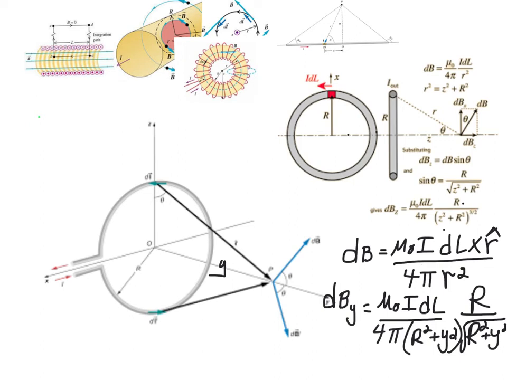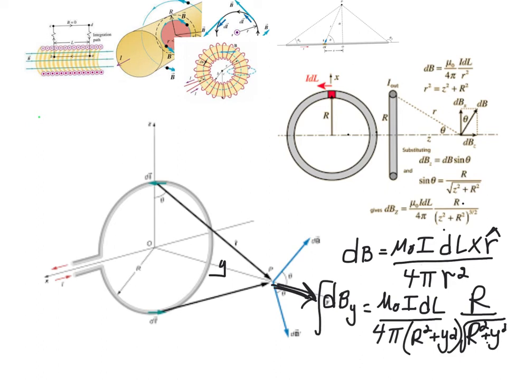Okay, now we have to add up all the dBy's. We have to integrate all these dBy's to get the final result along the y-axis, which is the field due to this coil. And notice that the mu naught I, everything in this integral is a constant except for the dl.